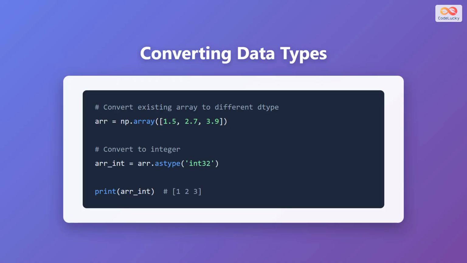Sometimes you need to convert an existing array to a different data type. This is done using the astype method. For example, if you have a float array containing 1.5, 2.7, and 3.9, you can convert it to integers using r.astype with int32 as the parameter. The result will be an integer array with values 1, 2, and 3. Note that this conversion truncates the decimal parts rather than rounding them.